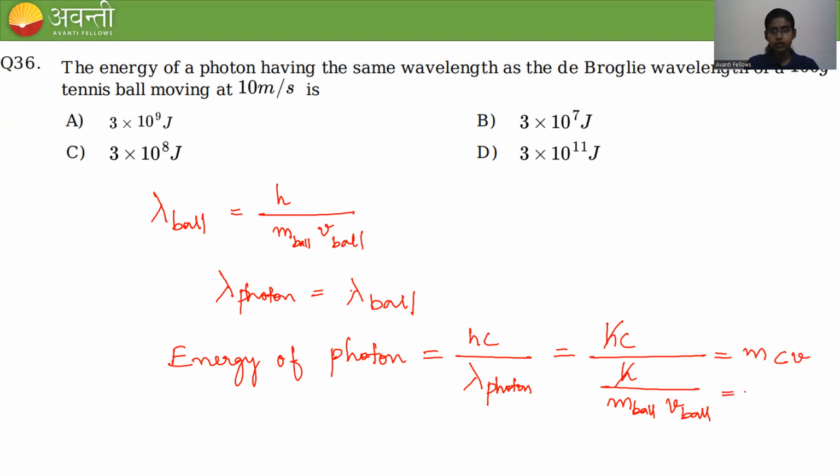The mass is 0.1 kg, and c is 3 into 10 to the power 8 meter per second. And the velocity of the ball is given as 100 meter per second. On calculating, you will get 3 into 10 to the power 8 joule, which is the energy of the photon. So option C is the correct answer for this question. Got it?